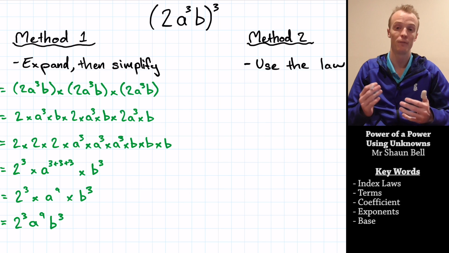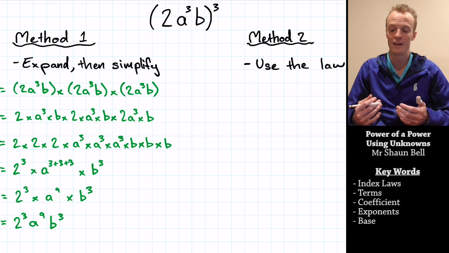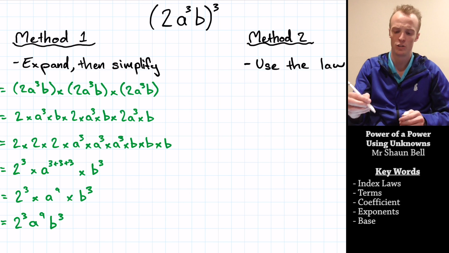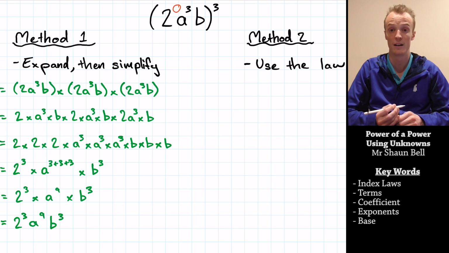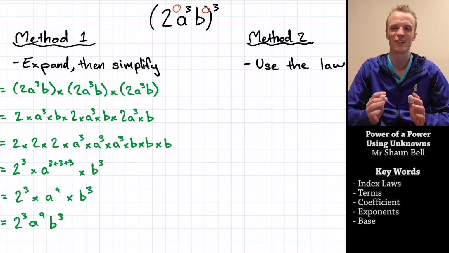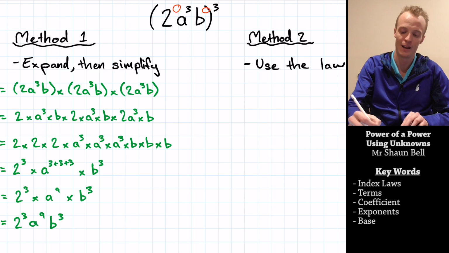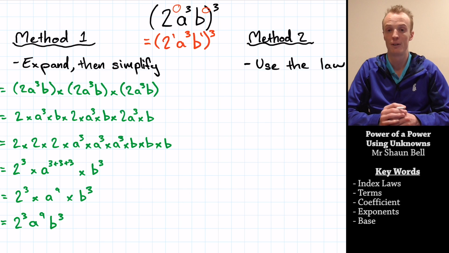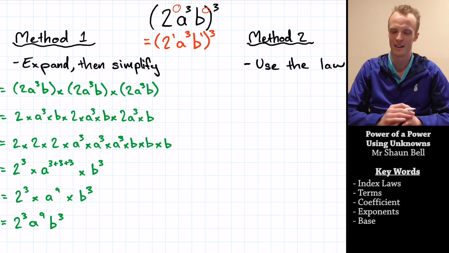The law says that when we raise a power to a power, we need to multiply the exponents. But hang on a second, 2 doesn't have an exponent written. B doesn't have an exponent written. But they actually do. They're raised to the power of 1, but we just don't write them down. But if I was to, this is equal to 2 to the power of 1 multiplied by a to the power of 3 multiplied by b to the power of 1, and all of that is raised to the power of 3. So now that's sorted, let's use our law.